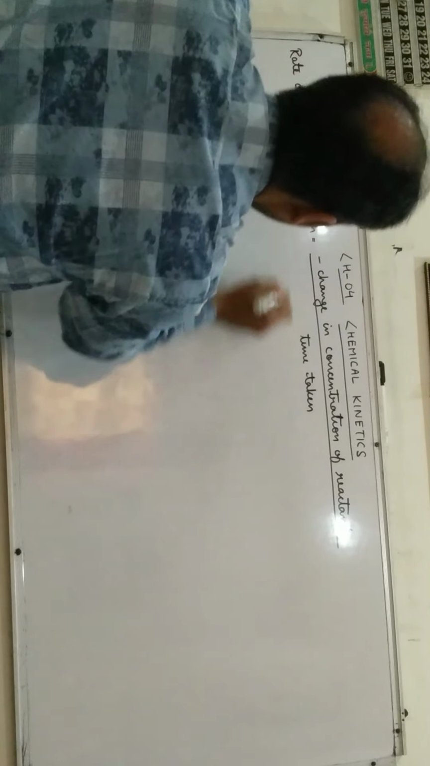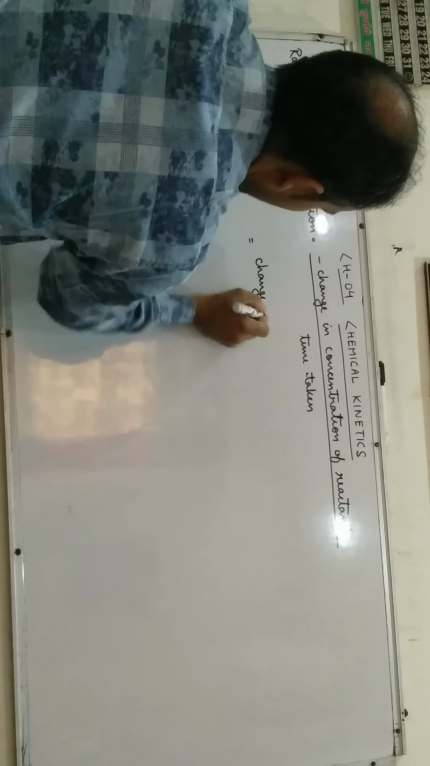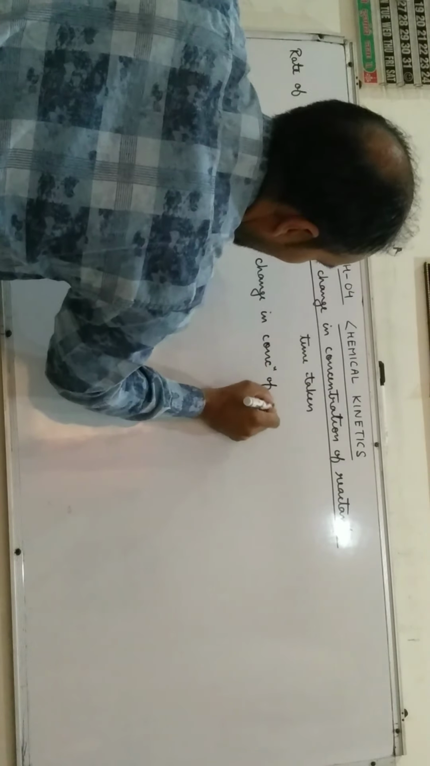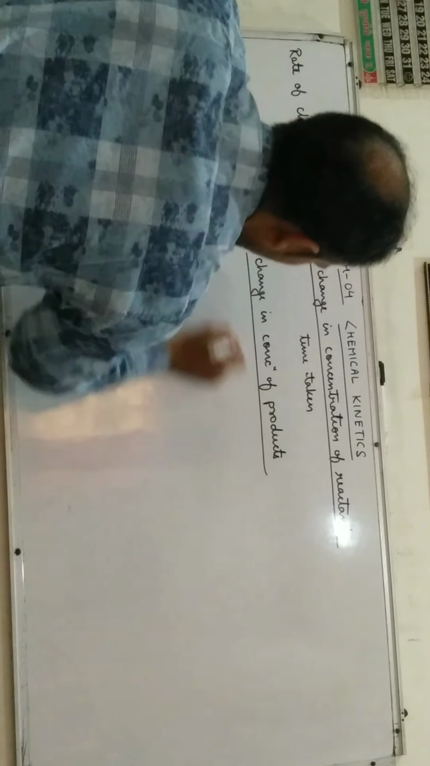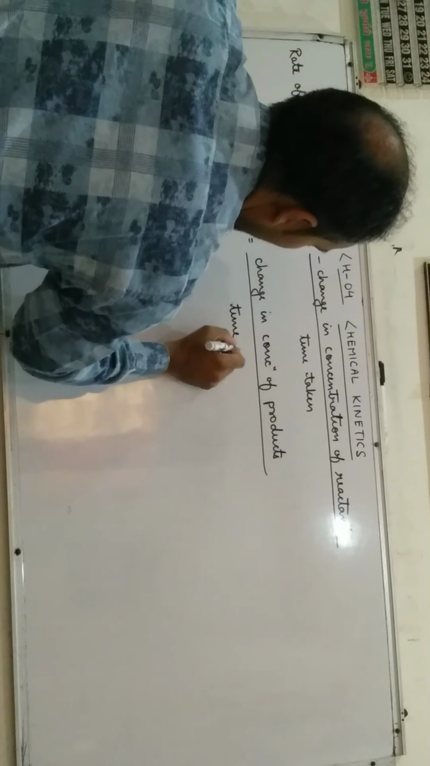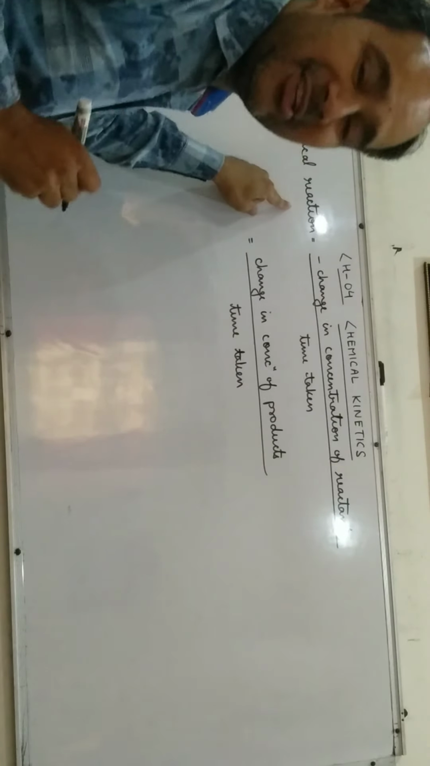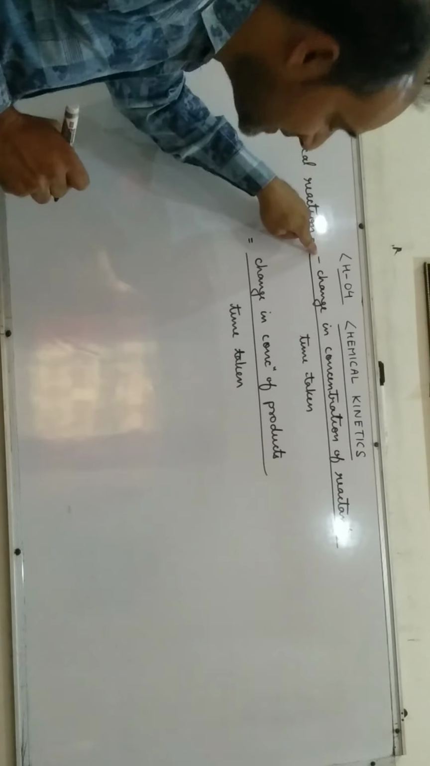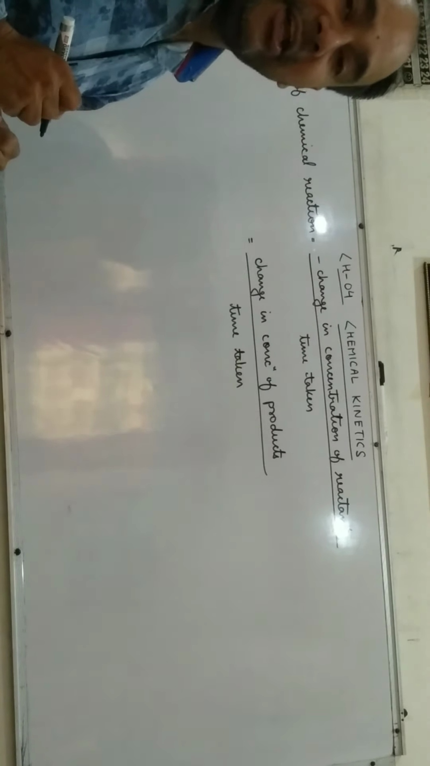Or you can write rate of chemical reaction as change in concentration of products upon time taken. The unit of rate of chemical reaction is mole per liter per second. Here the negative sign implies that the concentration of reactant decreases with respect to time.